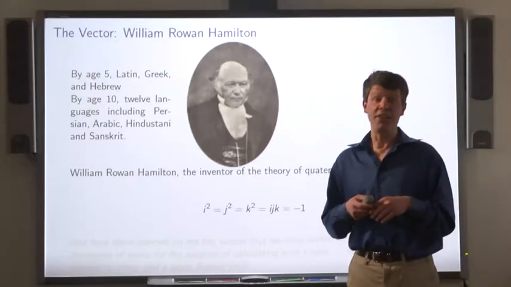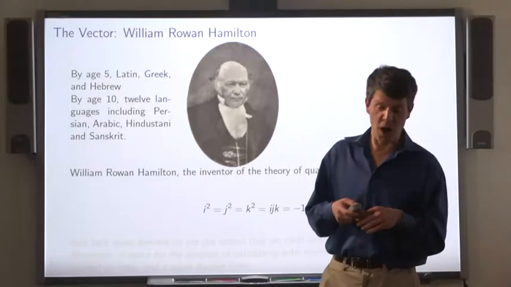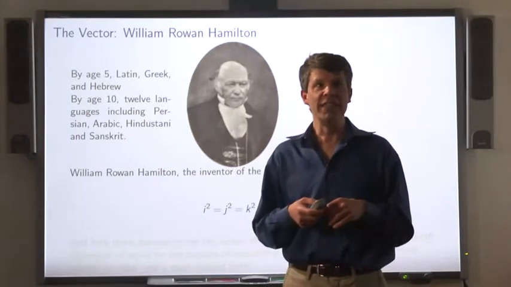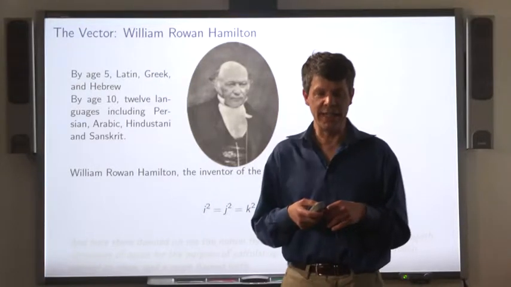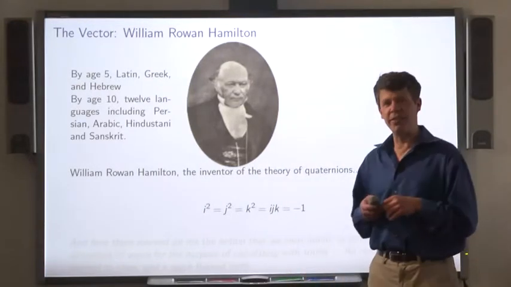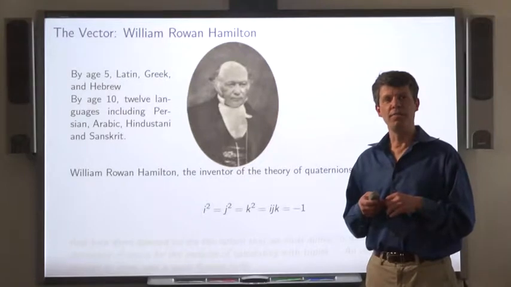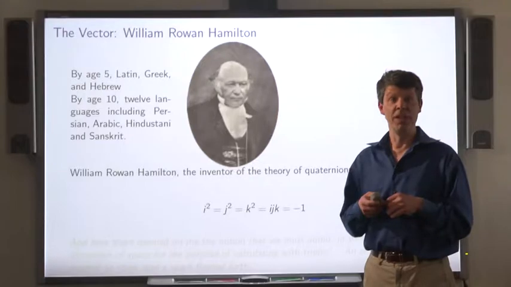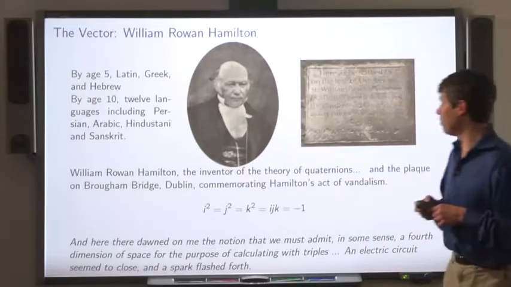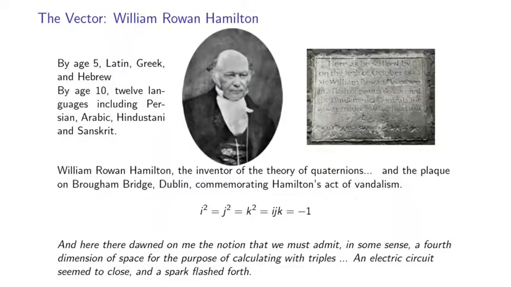Unfortunately, the time he came up with these equations, he was on a walk with his wife, and he was so taken with the idea, he wrote down the equations in the most convenient place, which was the stone bridge he happened to be passing. For this act of vandalism, in fact, there's a plaque on the bridge commemorating it. Now, as you can tell from this quote, Hamilton was not a modest guy.